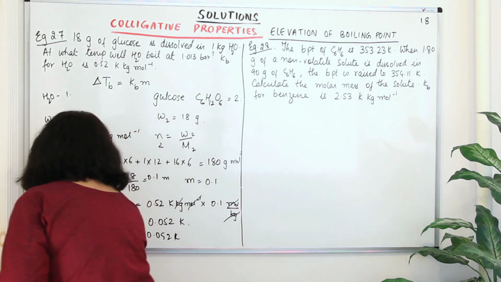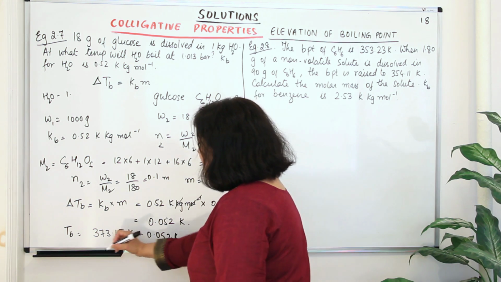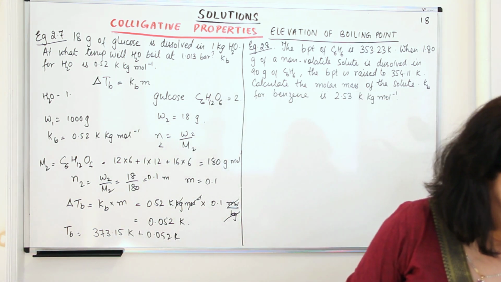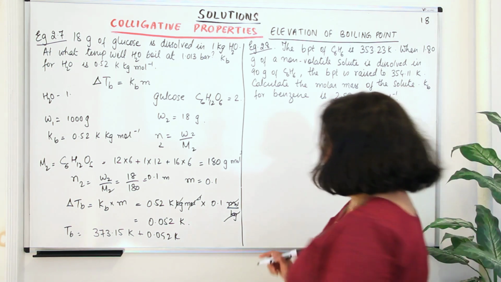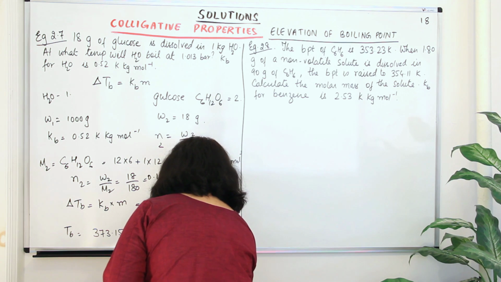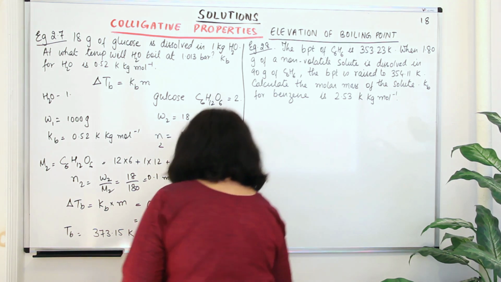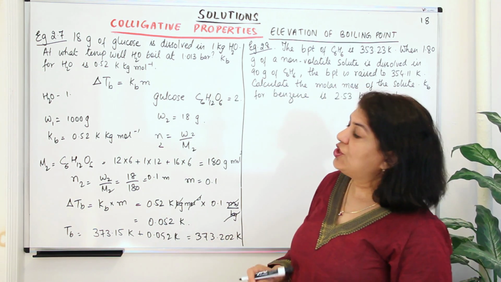So the final boiling point would be 373.15 plus 0.052, which comes out to be 373.202. So 373.202 Kelvin would be the boiling point of water. So this was question 2.7.